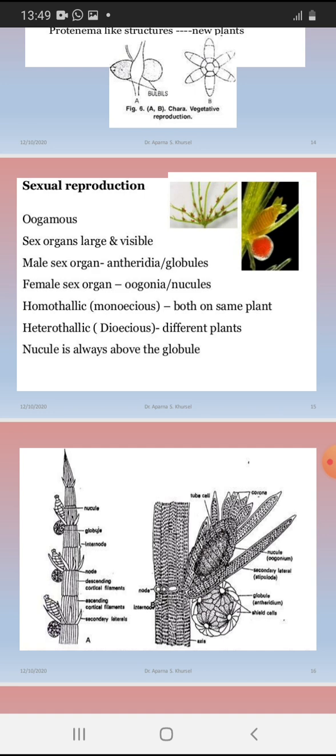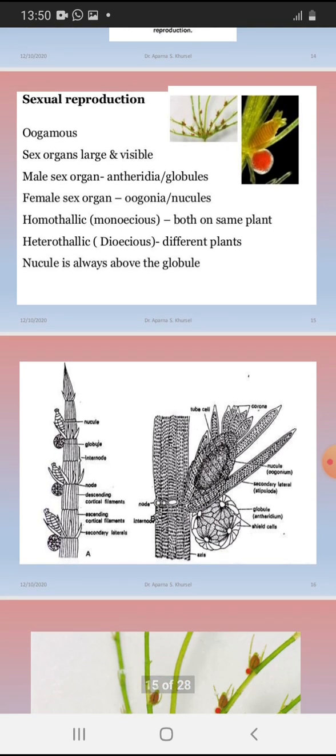You have to keep in mind that both globule and nucule are attached at the nodes of the main branch and they are present on one side of the branch. Nucule is long and elongated and big in size, whereas globule is round and spherical in shape. Globule is smaller in size as compared to nucule.